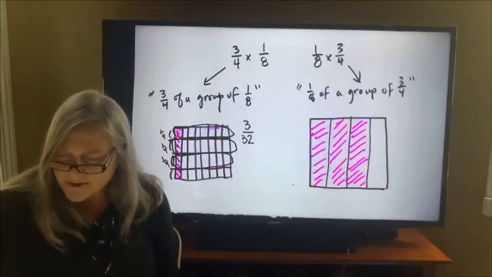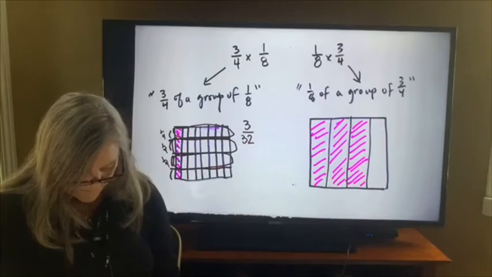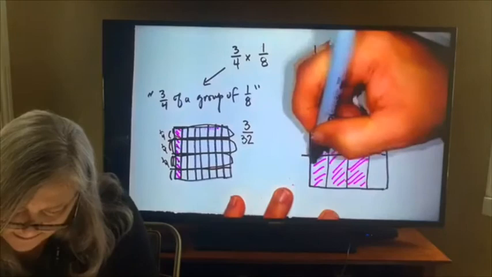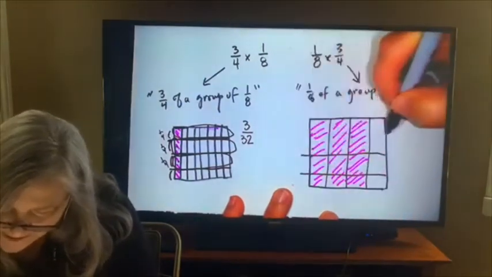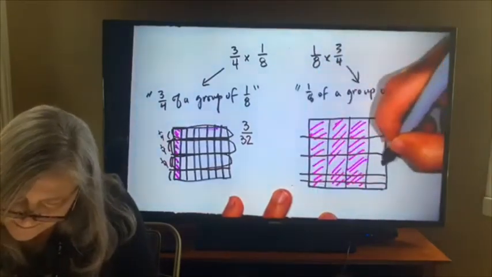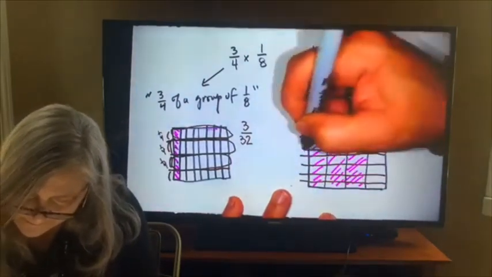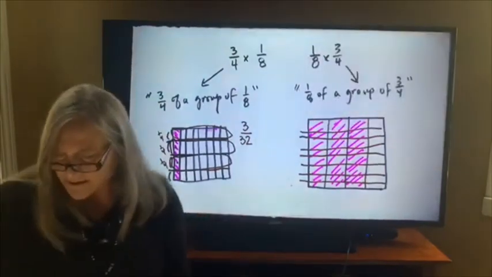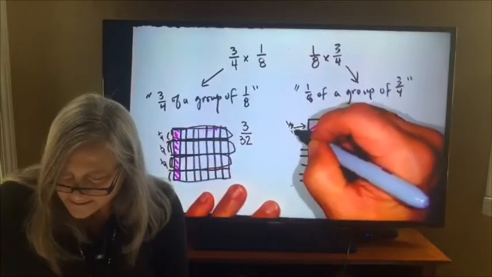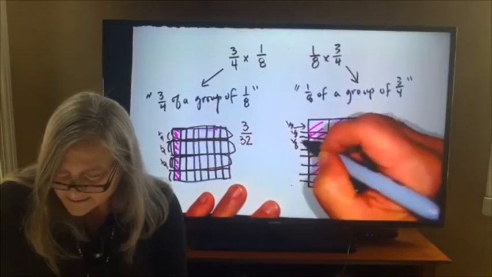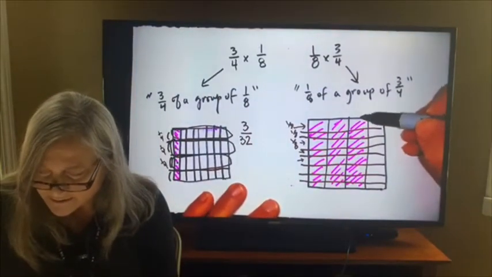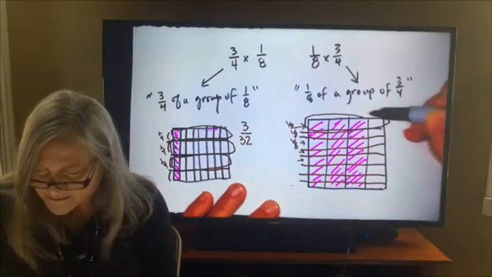And then what do we want? We want 1/8 of that group of 3/4. So 1/8, that means I'm going to have to split this into 8s. So now I'm at 4ths, so I'm going to make 8s. All right. Now, how many of these eighths? So remember, this is an eighth. This is an eighth. Each one of these going in here is an eighth. We only want one of them. Only one. So that means just this row right here.